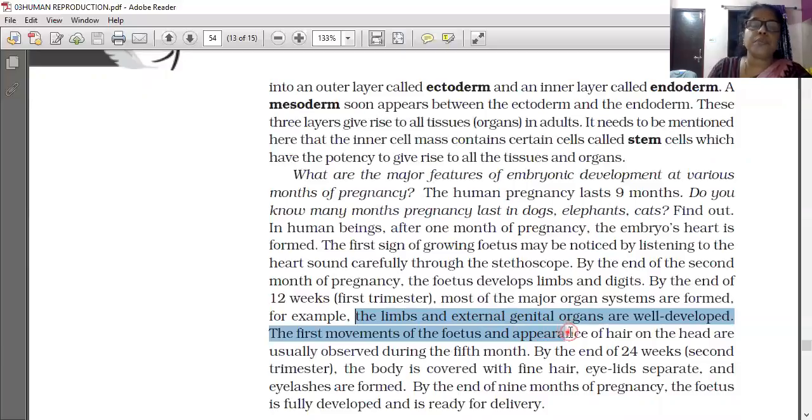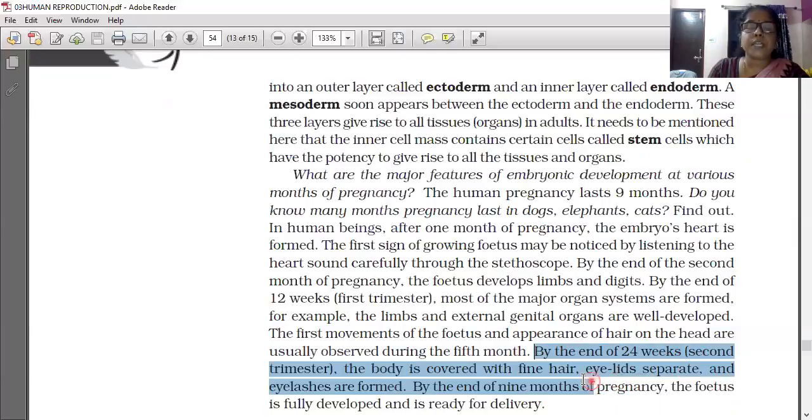The first movement of the fetus, which the mother can experience, and the appearance of hair on the head are usually observed during the 5th month. By the end of 24 weeks, that is the end of the 6th month, the second trimester is completed. By then the body is covered with fine hair, eyelids separate, and eyelashes are formed.